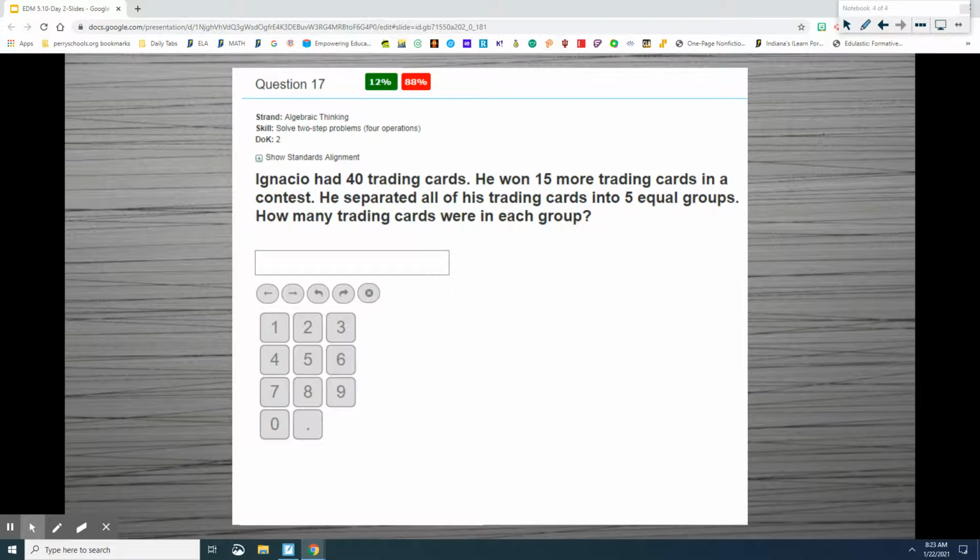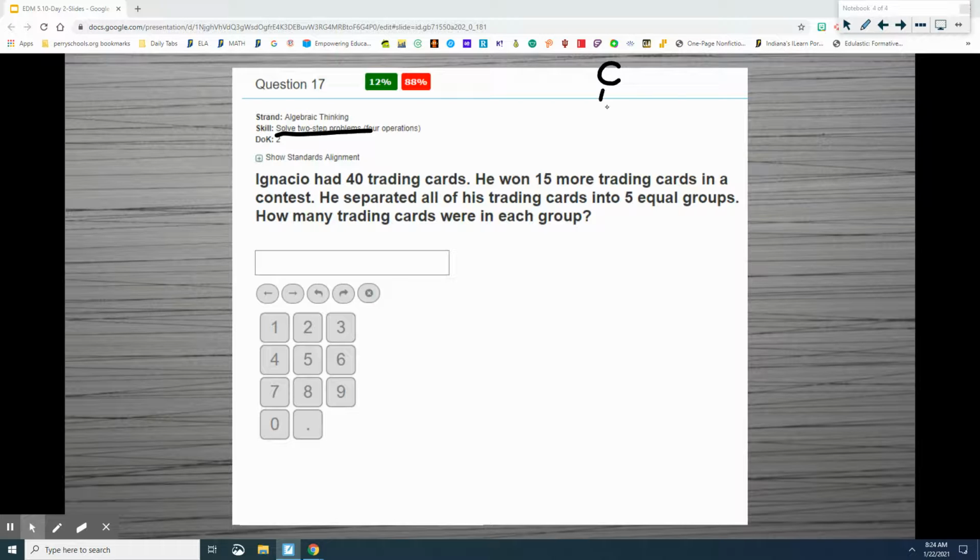All right, I have another one similar to it. Again, it says it's a 2-step problem. I believe it is going to be more than 2 steps. Ignacio has 40 trading cards. He won 15 more trading cards in a contest. He separated all of his trading cards into 5 equal groups. How many trading cards were in each group?